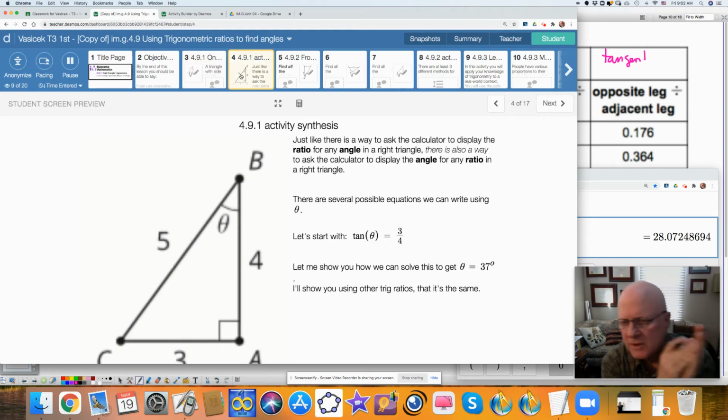Just like there's a way that you can ask the calculator to tell you any angle instead of just the ones that are in the table, you can also calculate the angle given the ratio. So if you know the ratio, you can calculate the angle. And there are several possibilities. In this example, we're going to start with 3 over 4. And I'm going to show you how we get to 37 degrees.